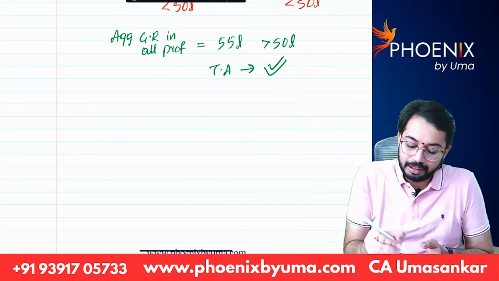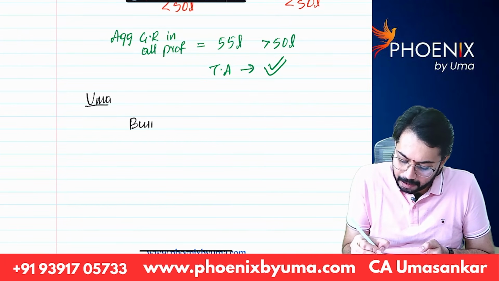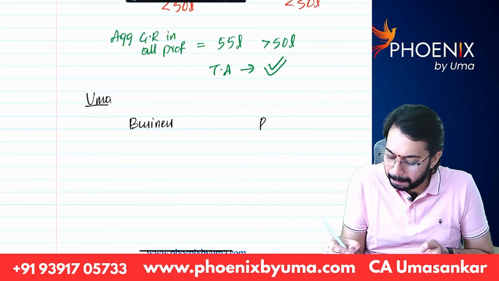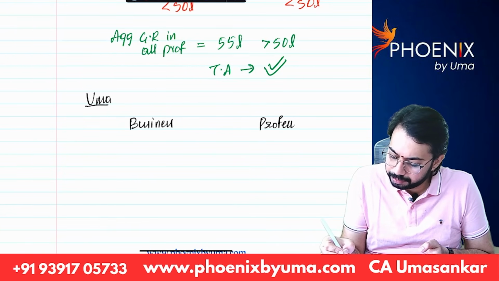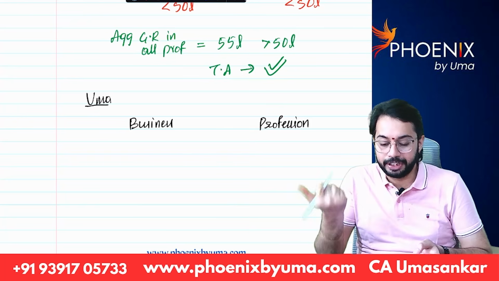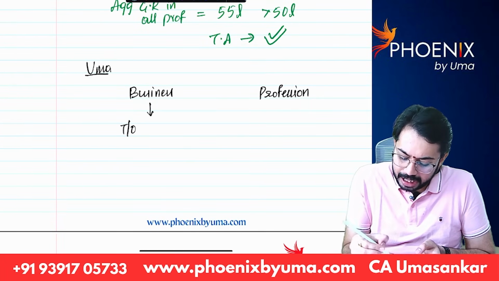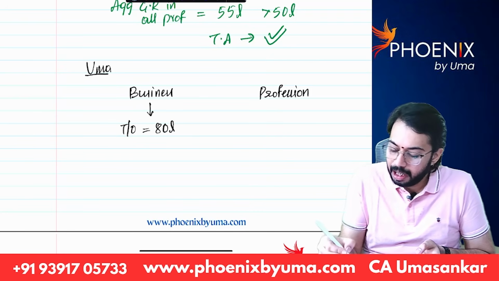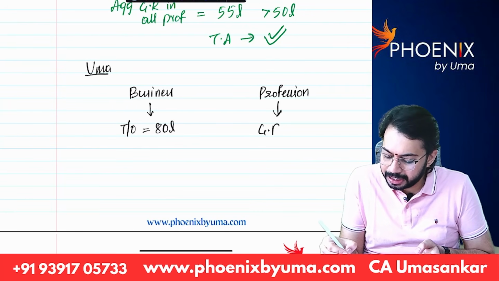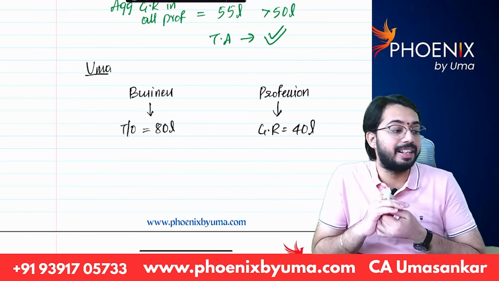For example, there is an individual, Uma, who is doing business and is also having a profession. I am doing business, I am also doing profession. Now, in business, my turnover is 80 lakhs. In my profession, gross receipts are 40 lakhs. Now, am I required to get tax audit?